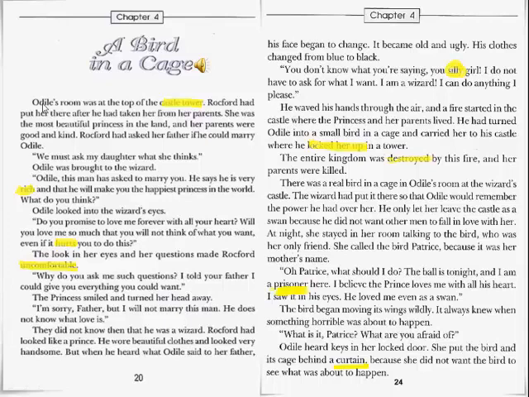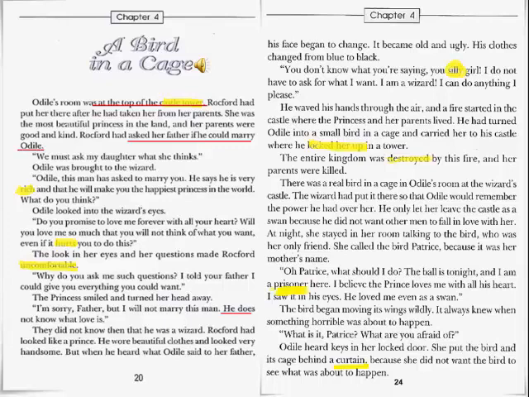Now it's the end of the audio, and I expect that you got the answers to our questions. The first question was, where was Odile's room in the castle? Excellent, it was in the first line. It was at the top of the castle tower.